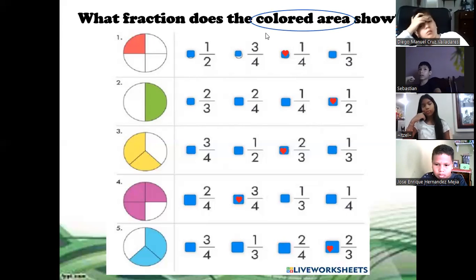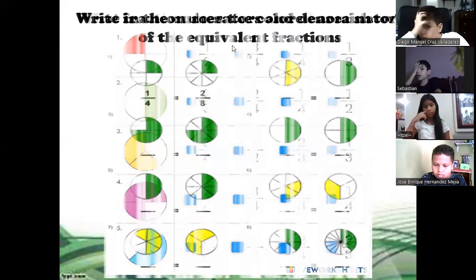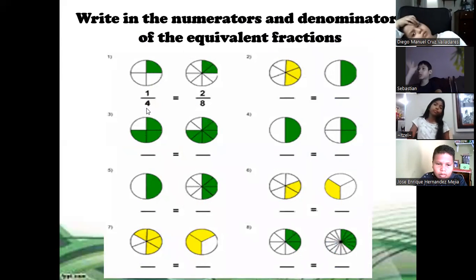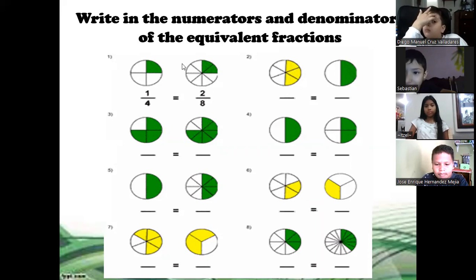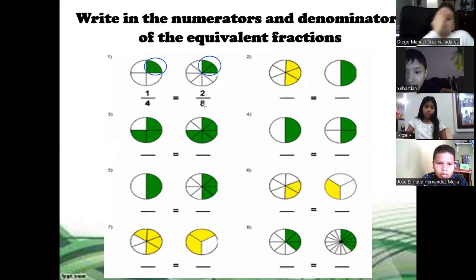Now, I got another one here. Equivalent fractions: write in the numerators and denominators of the equivalent fractions. The first one is done for you. 1/4 is equal or equivalent to 2/8. Exactly the same area is colored in these two. See? It's exactly the same area colored in these two circles. 1/4, 2/8.